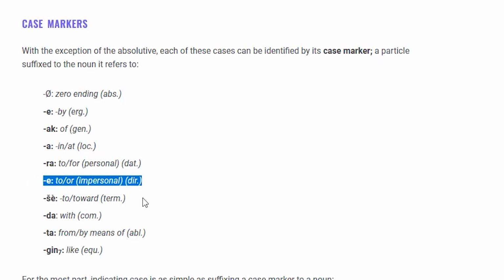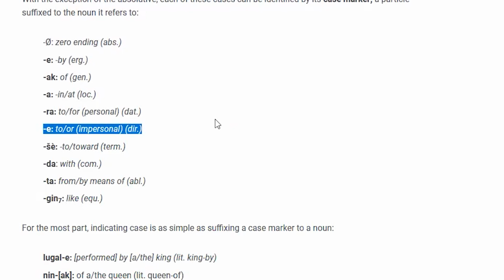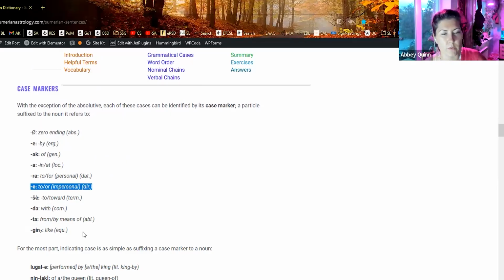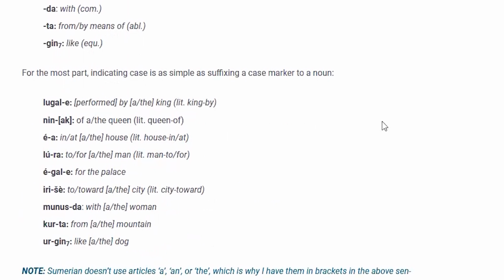The comitative case is marked with da. The ablative case is marked by ta, and the equative case is marked by gin 7 in most of the new literatures. Some of the older literature has it listed otherwise, but it doesn't matter. For these purposes, we're going to be using gin 7, and it's usually what you're going to come across anyways nowadays. For the most part, indicating the case is as simple as suffixing one of these case markers to the noun. Said for the most part.